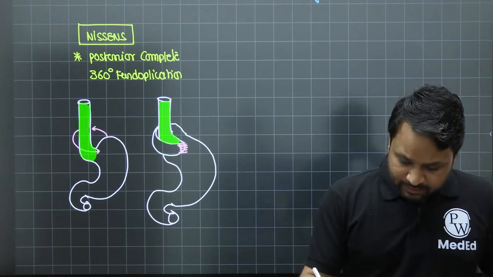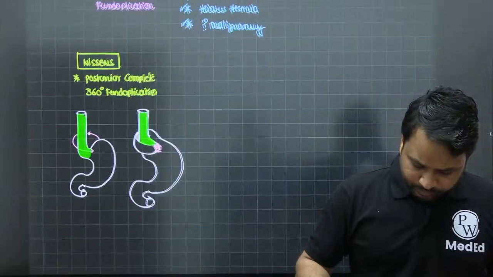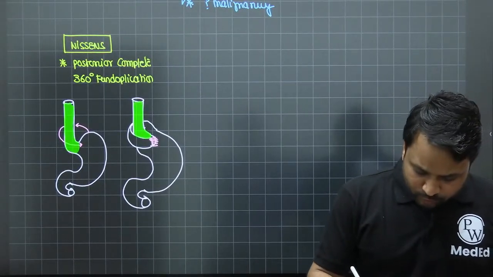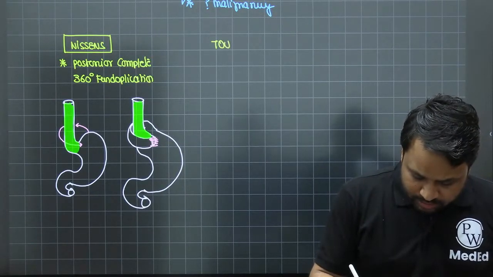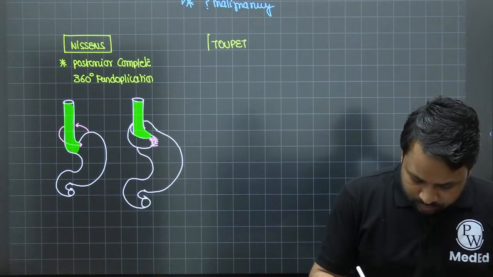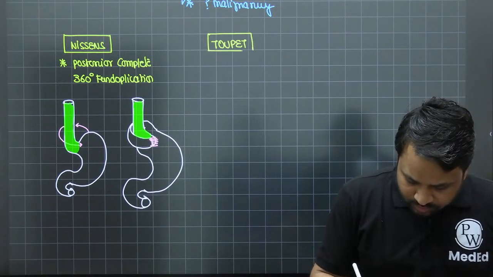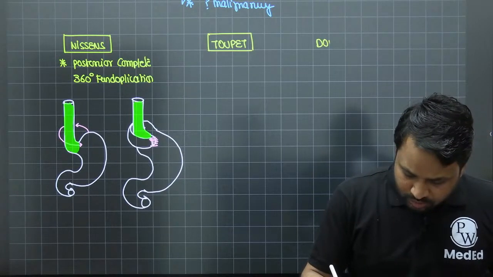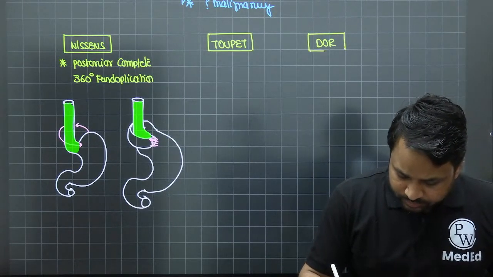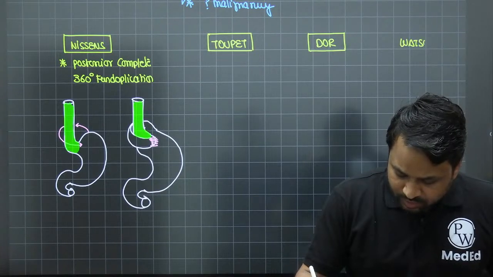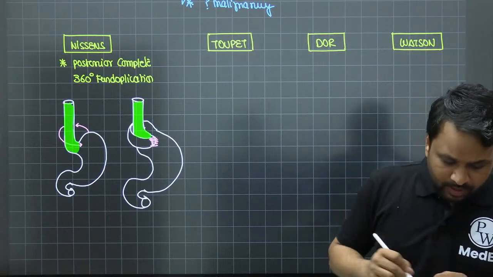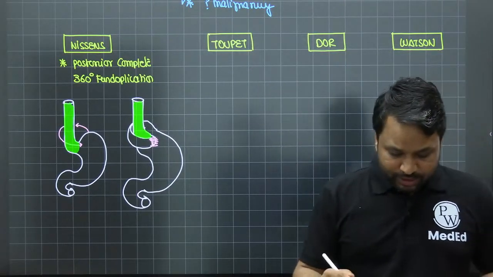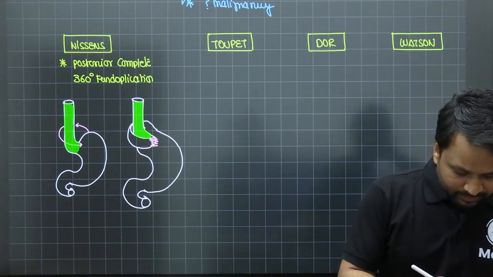Okay? The other plications that you can talk about, apart from Nissen's, you have Toppet. You have something called the Toppet fundoplication, Dor fundoplication, and Watson's fundoplication. Okay. All of them are partial fundoplications. Nissen's is the only example of a complete fundoplication, right?